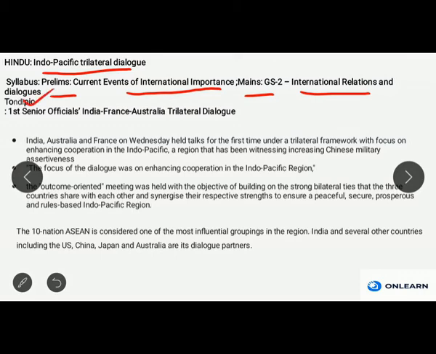And the topic of discussion is the first senior officials' India, France, Australia trilateral dialogue. So it was the first of its kind of dialogue between India, Australia and France on Wednesday. They talked for the first time under a trilateral framework with a focus on enhancing their cooperation in the Indo-Pacific, a region where Chinese military assertiveness is increasing. And the focus of the dialogue was on enhancing cooperation in the Indo-Pacific region. So Indo-Pacific is the main geographical feature which is highlighted in the India-France-Australia trilateral dialogue.